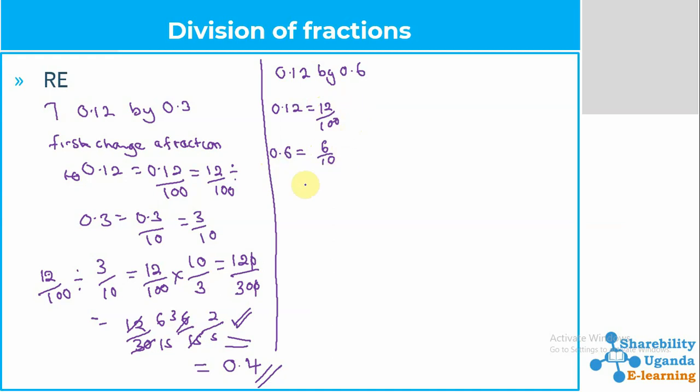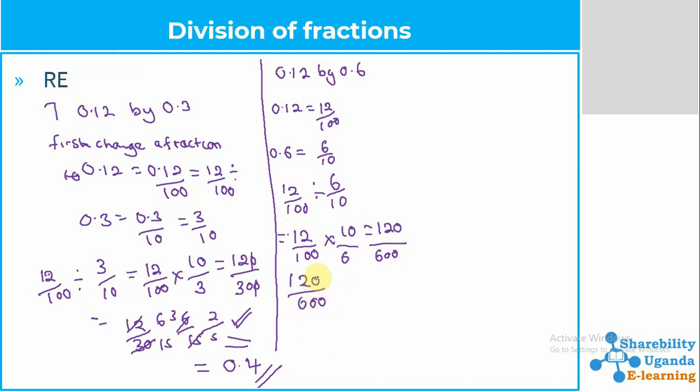So now here we say 12 out of 100 divided by 6 out of 10. Then here we shall be able to say that our 12 out of 100 times 10 out of 6. Then our answer here shall be 120 out of 600. So 120 out of 600, we cancel here, it becomes 12 out of 60.